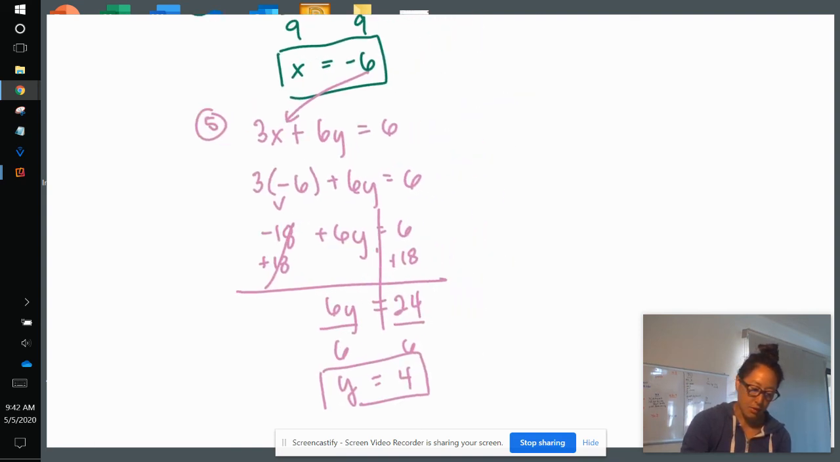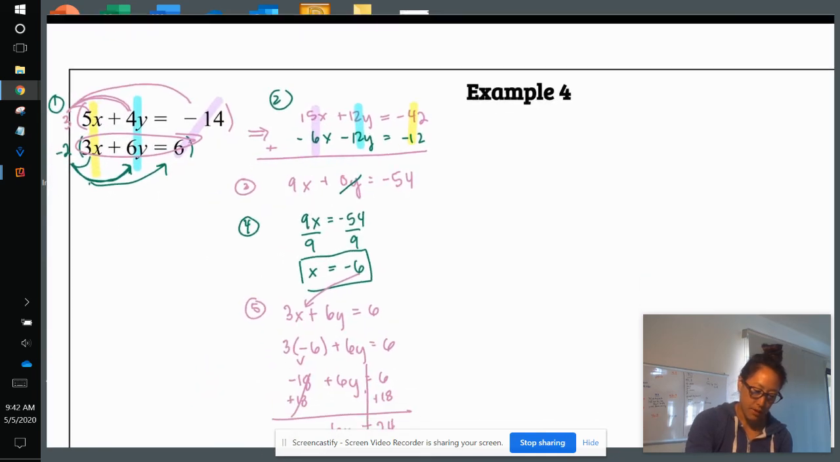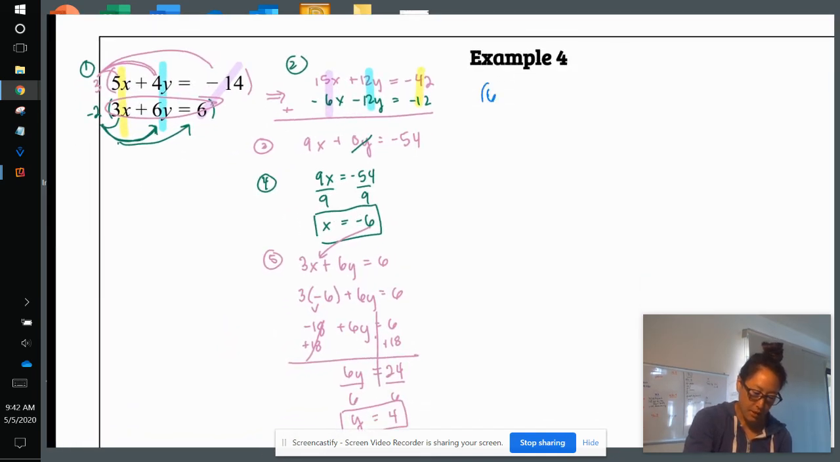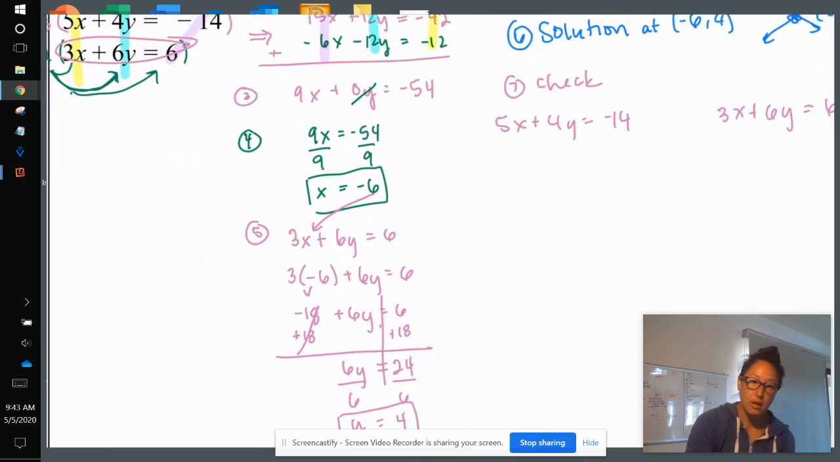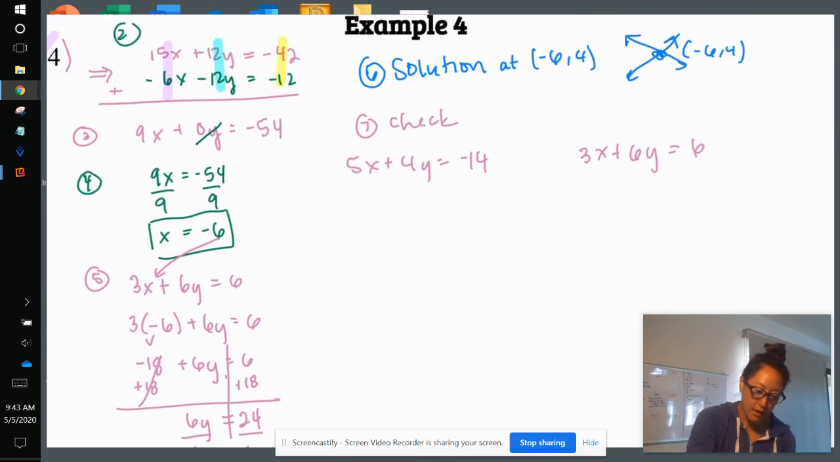All right, so we're almost done. Let's zoom out. Number 6, the solution is at the ordered pair of -6, 4. So again, it means that the lines are going to cross at -6, 4. But now we're just going to check our work. Okay, so 5x plus 4y is equal to -14. And 3x plus 6y is equal to 6. Okay, using the ordered pair, -6 and 4.